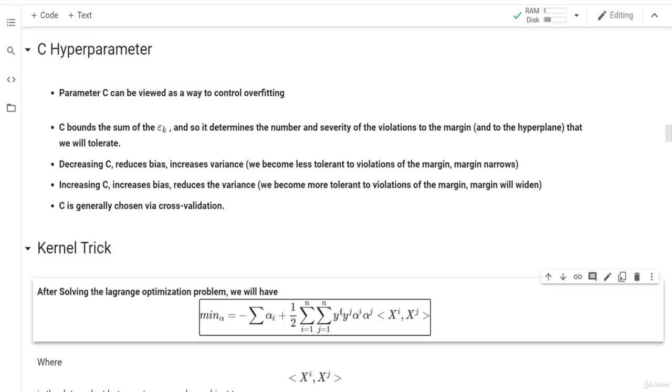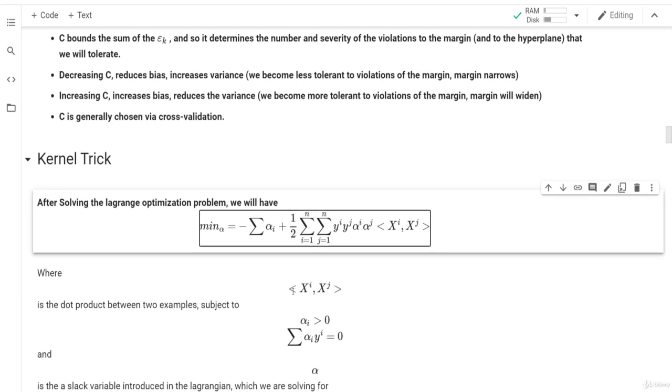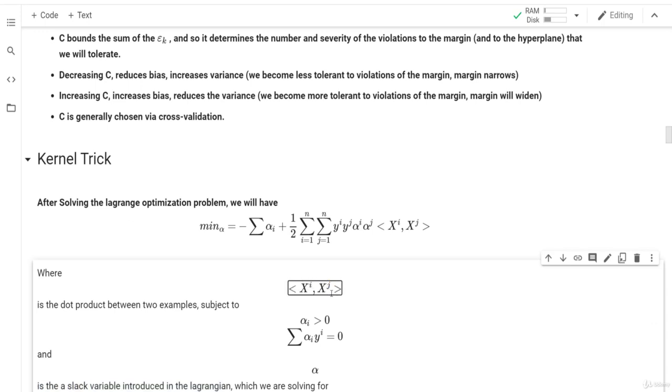But as you can see here, we have i and j, and here we have xi and xj. So what is all this? Here you need to understand this notation. If we write it like this, then this is called the dot product between two examples. This is the first example and this is the second example. We take the dot product between them, and the dot product is something from linear algebra. We don't really care about this for now.